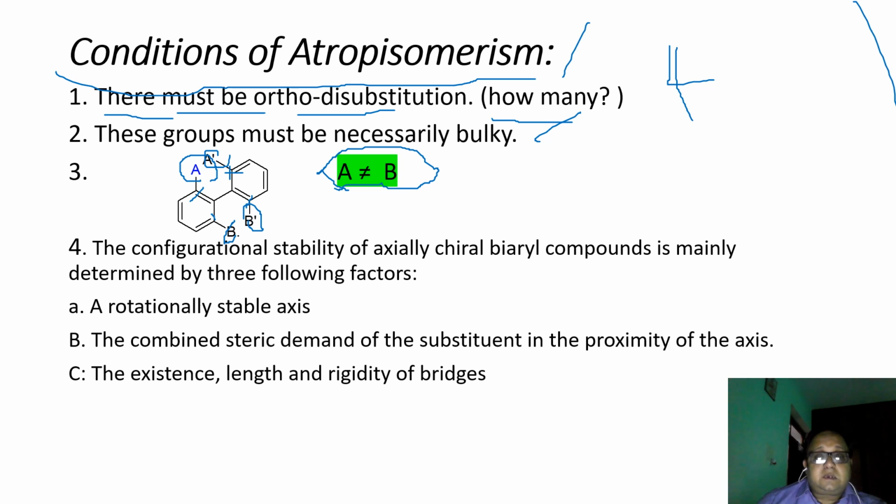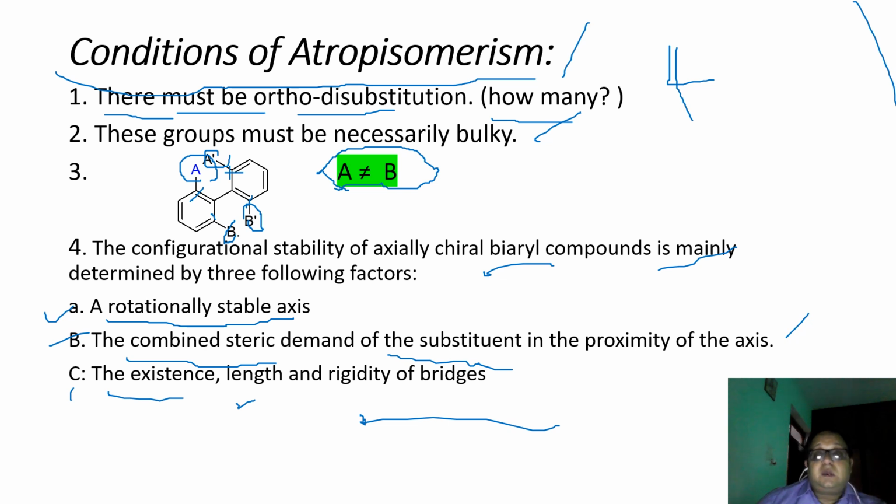The configurational stability of an axially chiral biaryl compound is mainly determined by 3 factors. Number 1, a rotationally stable axis. Number 2, the combined steric demand of the substituents in the proximity of the axis. Number 3, the existence, length and rigidity of the bridges. So these are the conditions that a biphenyl molecule must possess in order to exhibit atropisomerism.